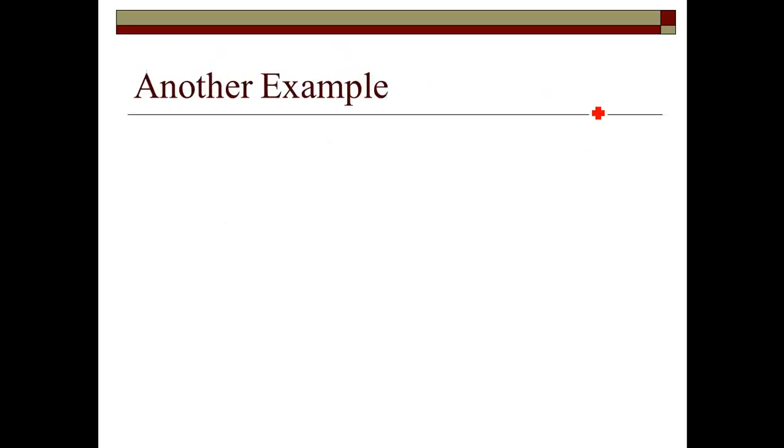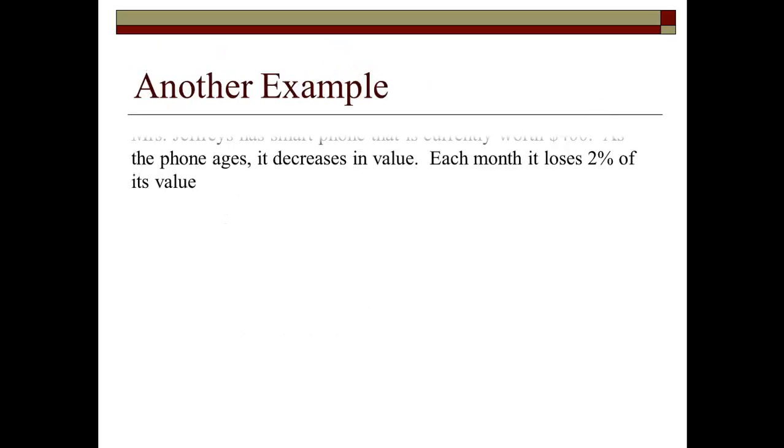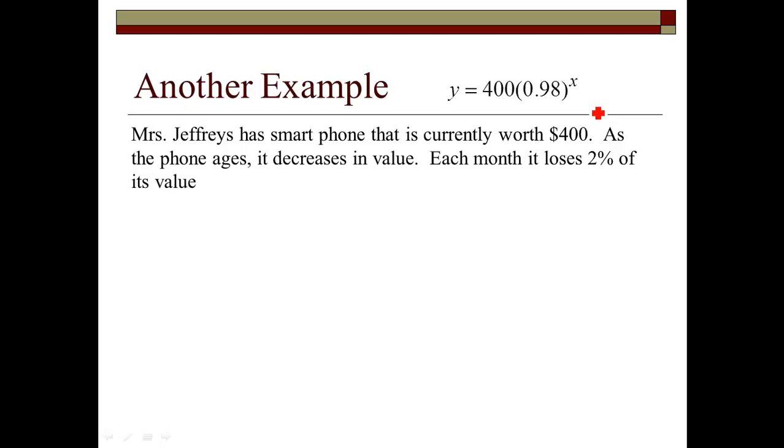Let's look at another problem. On this one, it says Mrs. Jeffries has a smartphone that is currently worth $400. As the phone ages, it decreases in value, so it depreciates. Each month, it loses 2% of its value. So, if I'm looking at my equation, I'm starting with 400. It loses 2% each month. My multiplier is 0.98 because I have 98% left over. X is measured in months.